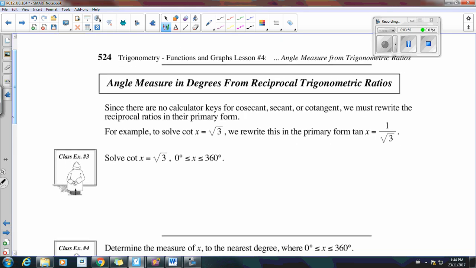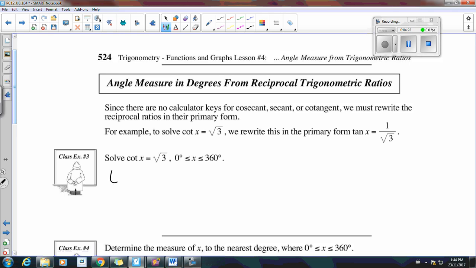Okay, well, what if we're working with the reciprocal trigonometric ratios? So again, I believe your calculator has these keys, but I'm fairly certain they get locked out for the diploma exam when we're in press to test mode. So we do need to follow what it says here for the calculator. So to solve cotan of x equals root 3, we can rewrite this as tan of x equals 1 over root 3.